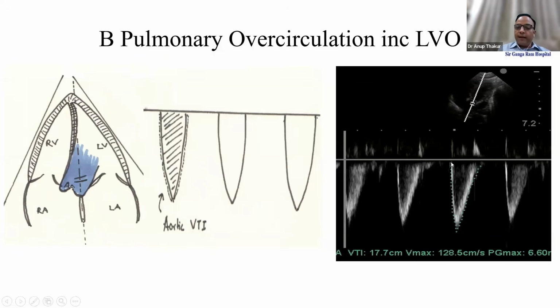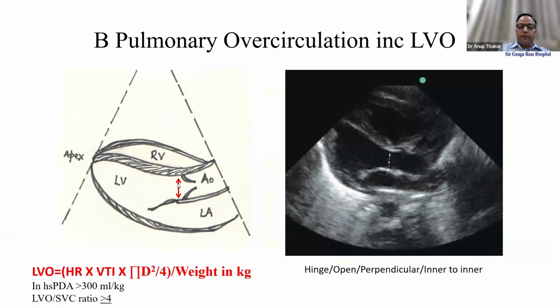And if I trace this area, it gives me the VTI, the velocity time integral. Okay. So it's around, say, 17.7 centimeters. And I have to take the diameter of the aorta. For diameter, I make the modified parasternal long axis view, and I can measure the diameter in the M mode or in the 2D mode. So if I put them in the formula, the VTI 17.7, the diameter here, for example, is 0.5. The value of pi, you all know, it's 22/7.